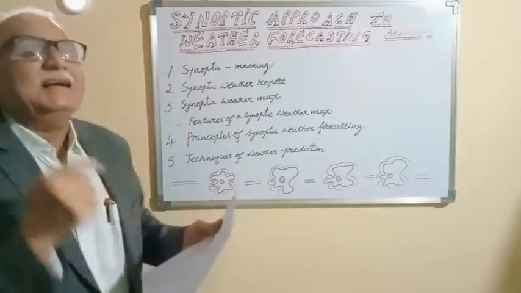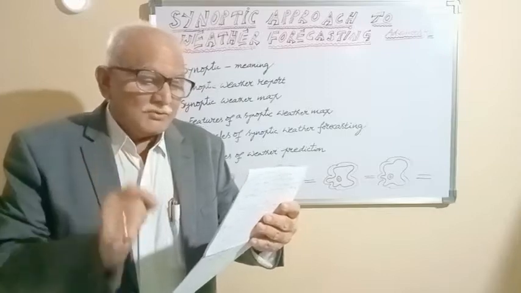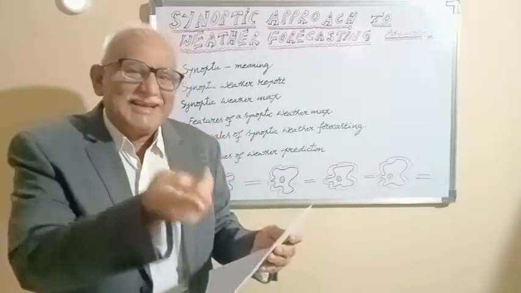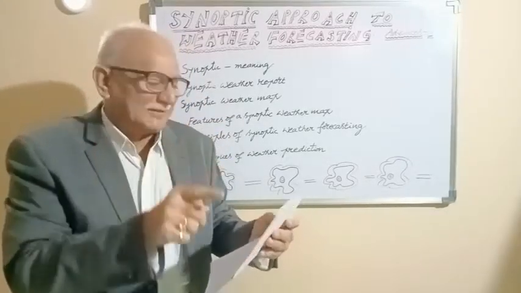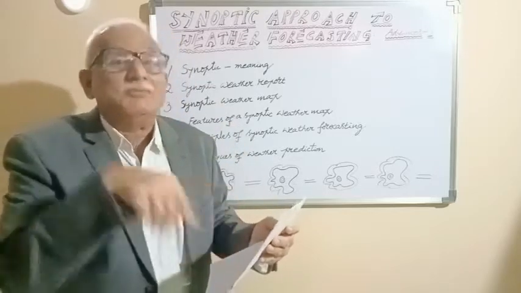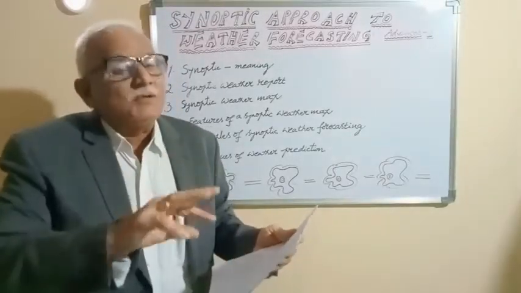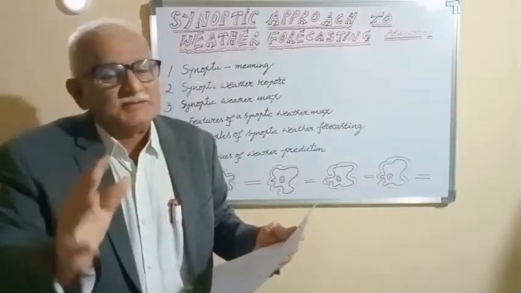Now, what is a synoptic report? A synoptic report uses the synoptic observations. Please see here, again the word observations. Observations of what? Of the atmosphere at an instant of time: solar energy, temperature, humidity, pressure, wind, pressure systems, low and high.